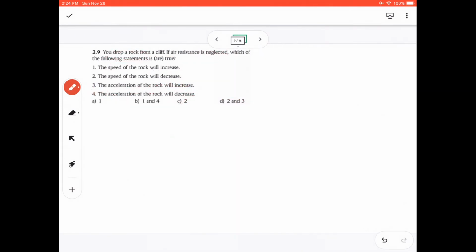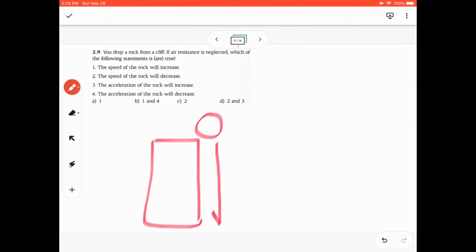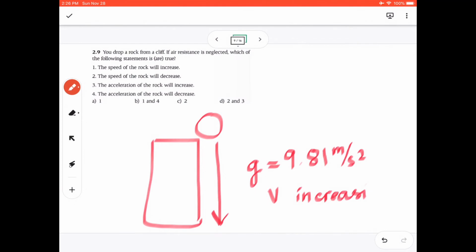2.9. You drop a rock from a cliff. If air resistance is neglected, which of the following statements is or are true? So there is a rock on a cliff, and you're going to drop the rock. The acceleration due to gravity will be acting on this. It will have a constant acceleration, 9.81 meters per second squared. If it has an acceleration, it means that the velocity is increasing, and the acceleration is constant, which is 9.81 meters per second squared.